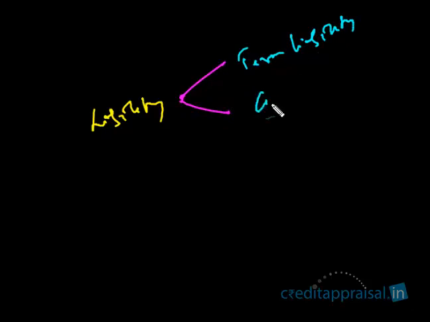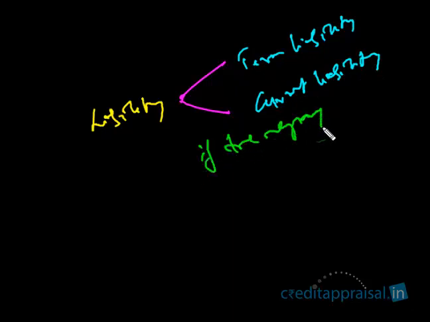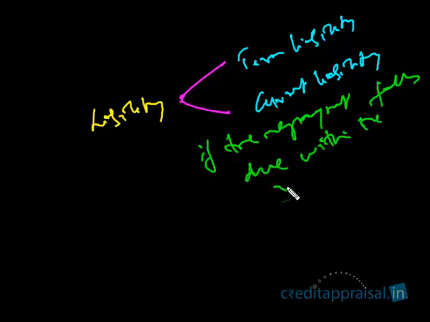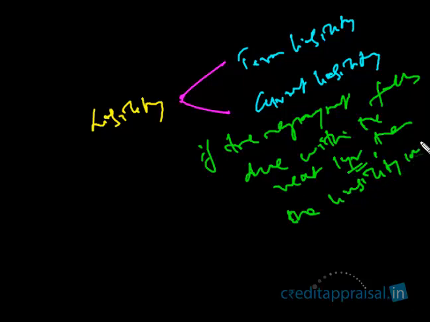So a liability can be either a term liability or a current liability. What is the basis for the classification? If the repayment falls due within the next 1 year, this is the basis, this is the cutoff. The cutoff is 1 year. Then the corresponding liability which we are classifying will be treated as a current liability.